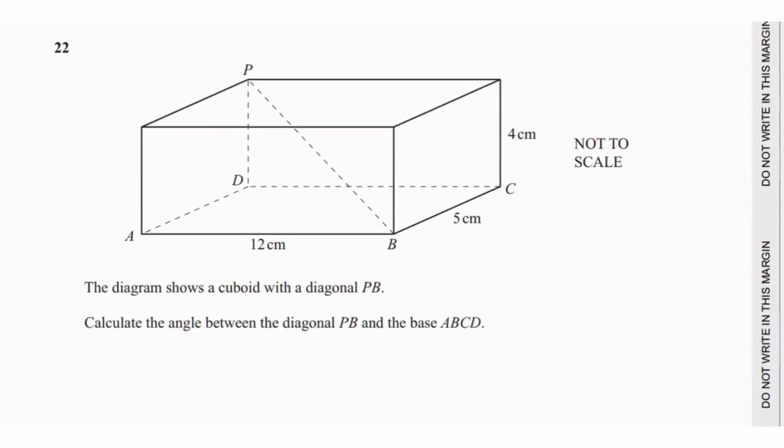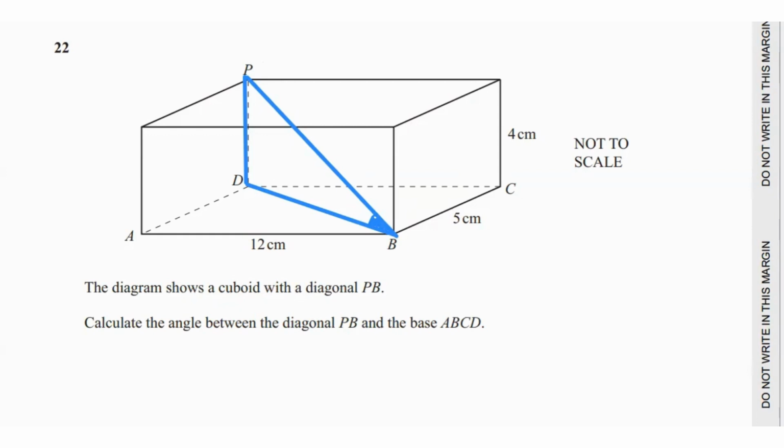Question 22 says diagram shows a cuboid with a diagonal PB. Calculate the angle between the diagonal PB and the base ABCD. This is the diagonal. And the angle that they're asking for is this one. This is the angle between the diagonal PB and the base.